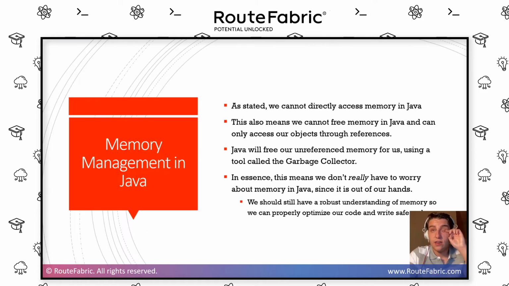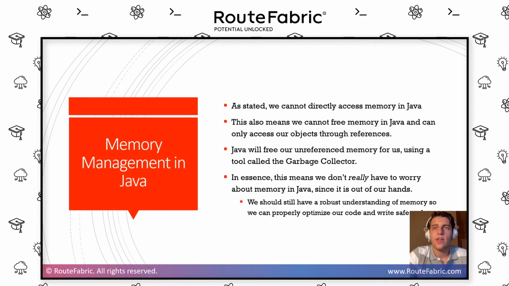So as I stated, we cannot directly access memory in Java. What this means is that we cannot free memory, and we can only access our objects through references. So we can talk to our objects through a reference, but we can't actually free the memory itself once we're done with it. So we'll have references and we will eventually lose those references, but the objects will still exist, and we have no way of deleting them.